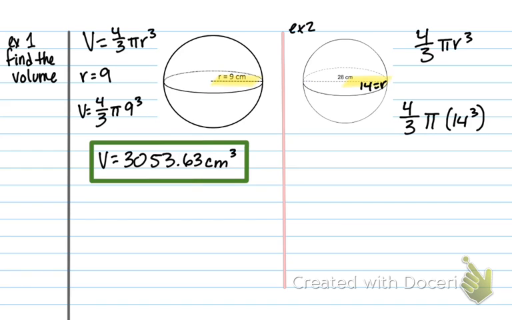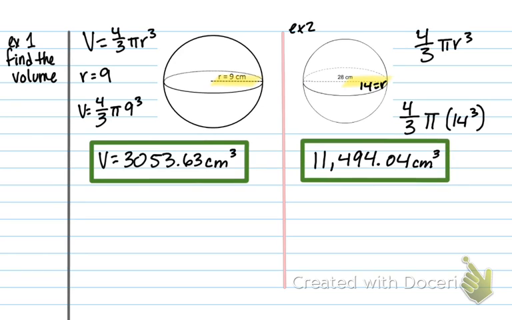Okay, so let's see what we get. 4 over 3 pi 14 cubed. It's going to be, oh, that's not a big number. Let's see, 11,494.04. Okay, and we do have centimeters for our unit, so we're going to put centimeters cubed, because it's how much we're filling up that entire sphere.